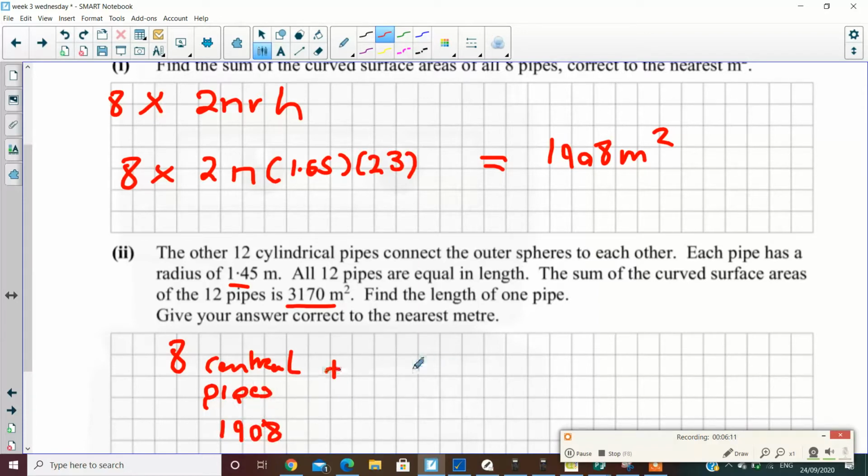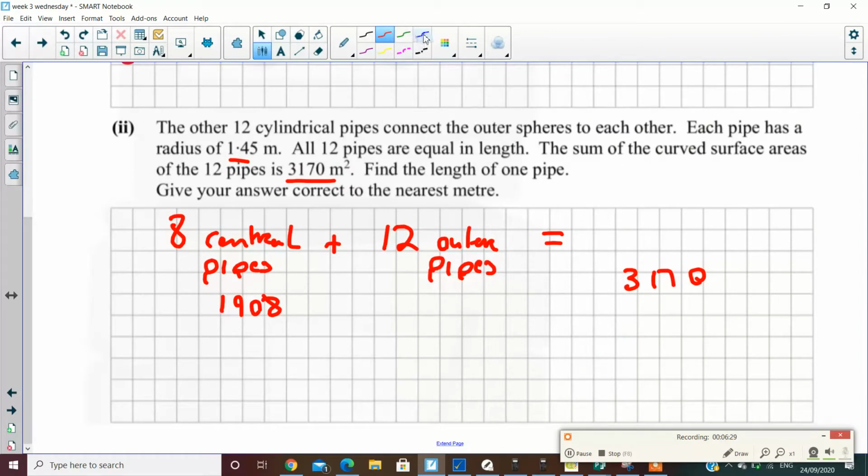1,908. You then have the 12, what we call them, outer pipes. Is that okay? And we don't know how much the 12 outer pipes are worth, do we? But we know the grand total is 3,170. Why don't we get 3,170 and take away 1,908 to find out how much the 12 outer pipes are worth? So we want to do that now.